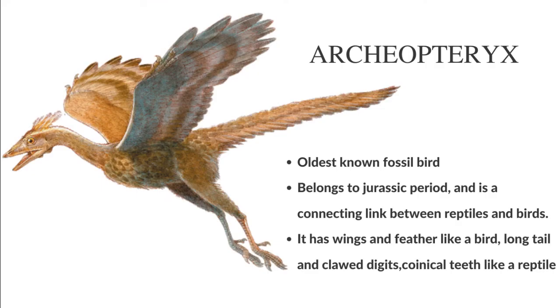Example, Archaeopteryx. Archaeopteryx is the oldest fossil bird. It was an early bird-like form found in the Jurassic period. It is considered to be a connecting link between reptiles and birds. It had wings with feathers like a bird. It had a long tail, clawed digits and conical teeth like reptile.